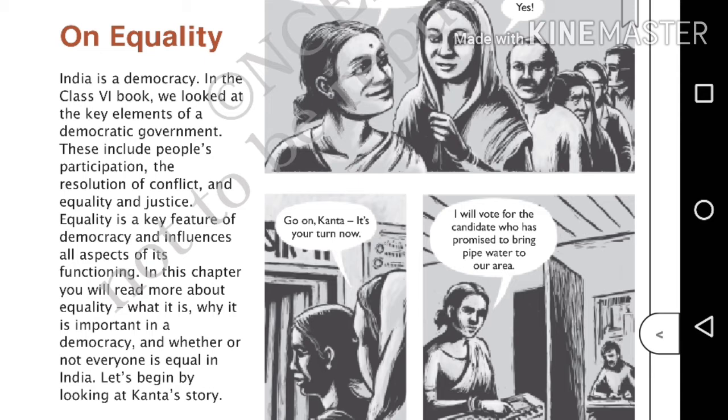In this chapter, you will read more about equality, what it is, why it is important in a democracy, and whether or not everyone is equal in India. Let's begin by looking at Kanda's story.